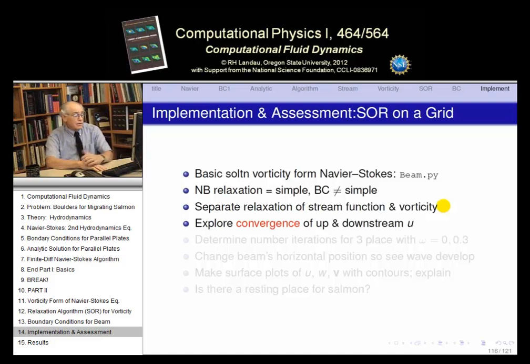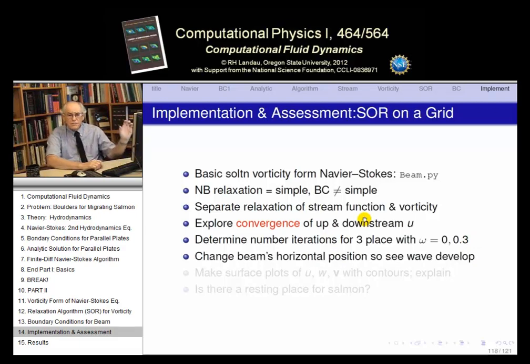Look at how U and W converge upstream and downstream. There's symmetry up and below the beam, but not in front and back. So there are two different regions. You should look at both. We want at least three-place precision. Three-place should be good enough for fluids. Do this for two different values of the acceleration parameter, the SOR parameter. Omega equal to zero means no acceleration, just pure convergence. Omega equal to 0.3 gives you some successive over-relaxation. It should still give you good convergence.